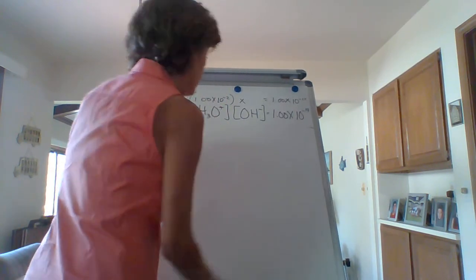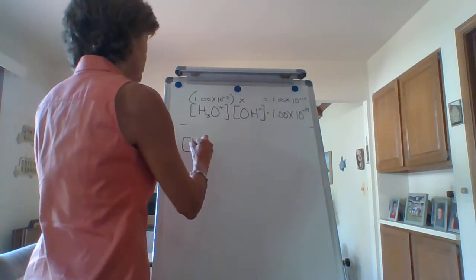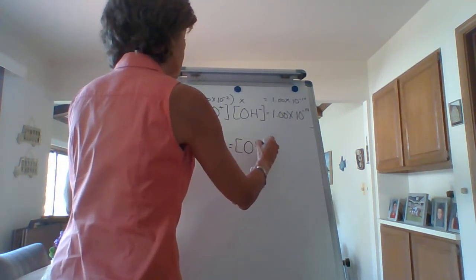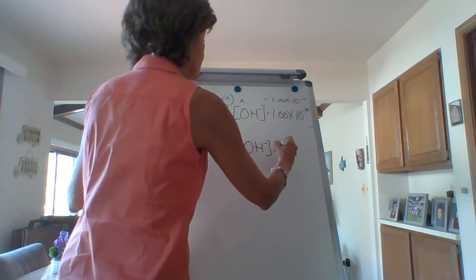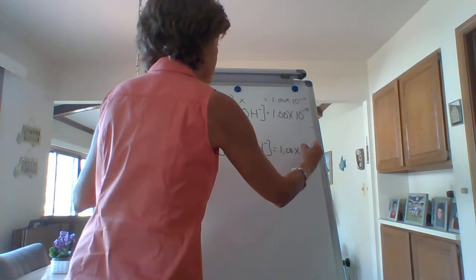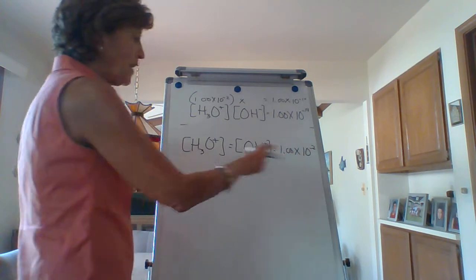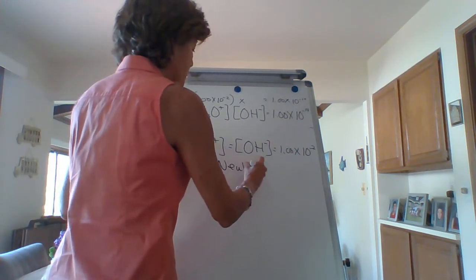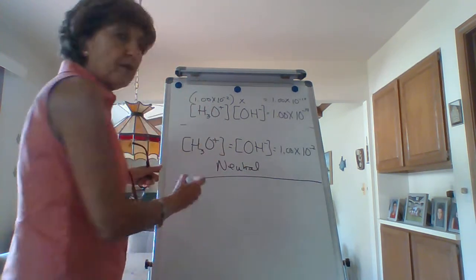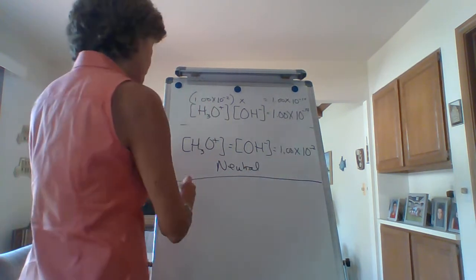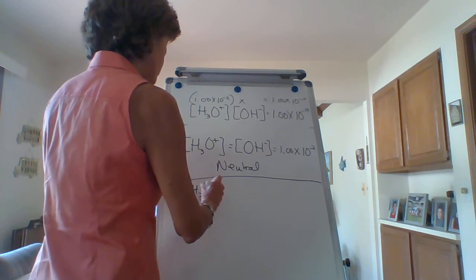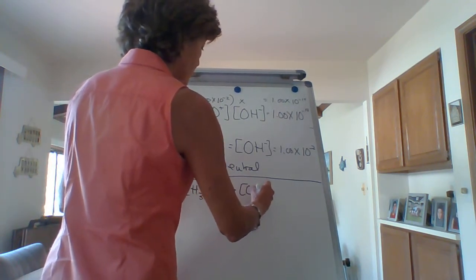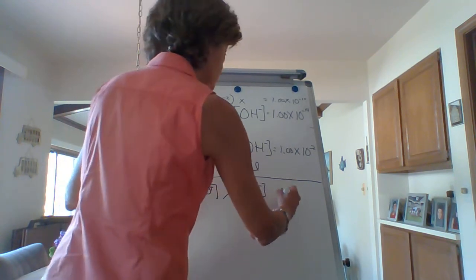If the hydronium ion is equal to the hydroxide ion, that means they're both going to be 1.00 times 10 to the minus 7. If that's the case, the solution is neutral. It's not acidic, it's not basic, it's neutral. If the hydronium ion is greater than the hydroxide ion, the solution is acidic.